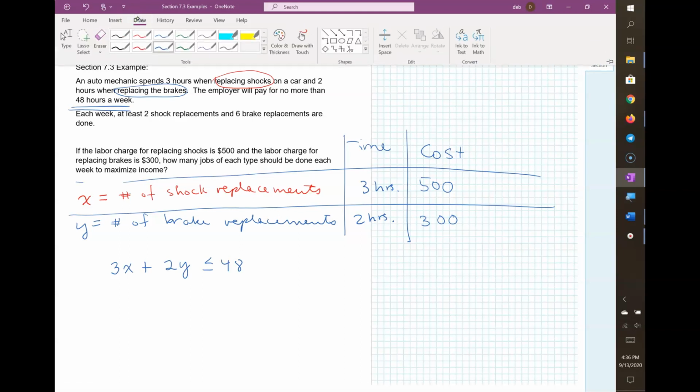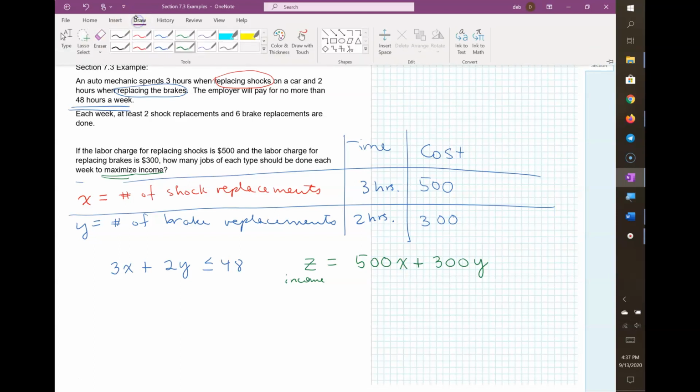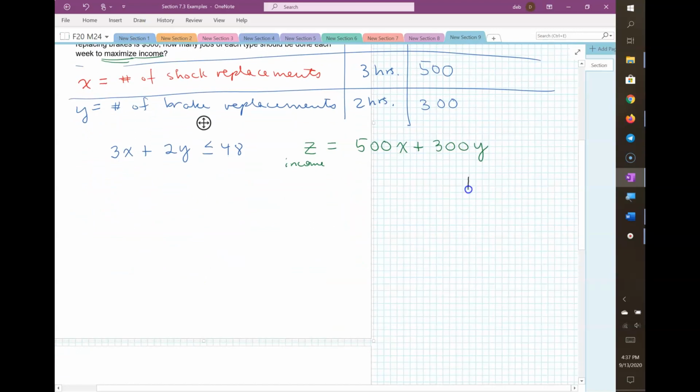So then we need to write an objective function about the thing we're trying to maximize or minimize. Well, we're trying to maximize income. So z is going to be income. For each shock replacement, I get $500 times the number of shock replacements, so that's the x, plus $300 for each brake replacement times y, the number of brake replacements. So look for patterns in these problems. There's a lot of patterns that keep coming up over and over.